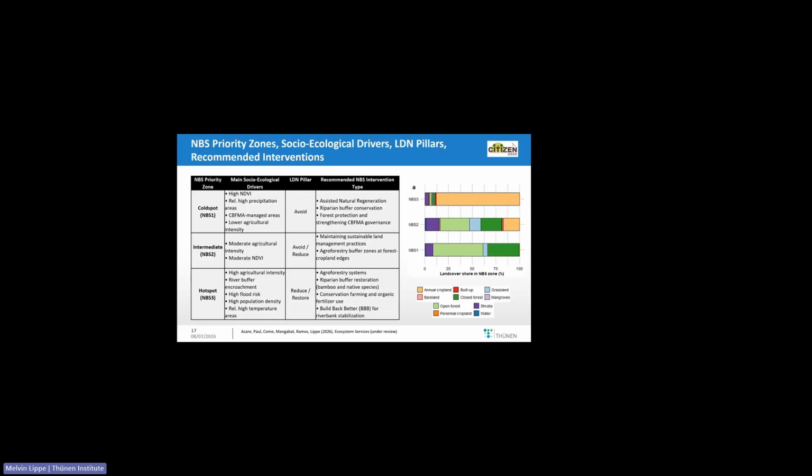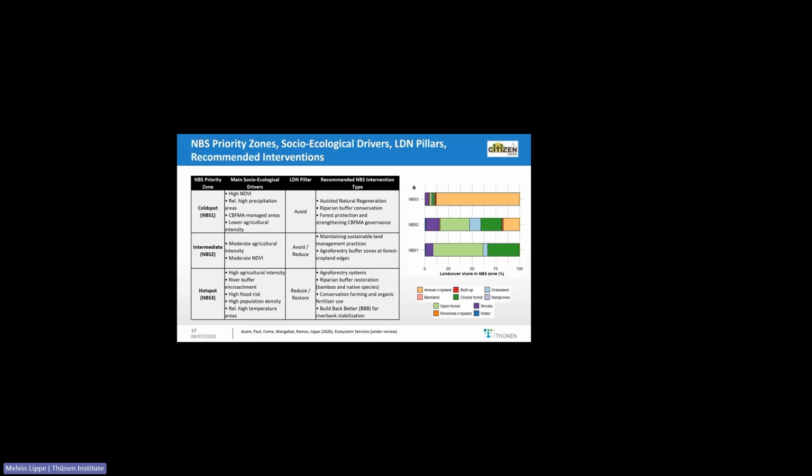And then actually, what does it mean? Again, a map is nice, but now we need to, I think in GEO-LDN, you also talk about the last mile. The last mile in our case means, what are our proposed interventions? Take a look on the left. We have three types of priority zones for nature-based solutions: cold spots, intermediate zones, and hotspots. And depending on the drivers, which build on Earth observation data and also other information, we can see which of those drivers are most significant.